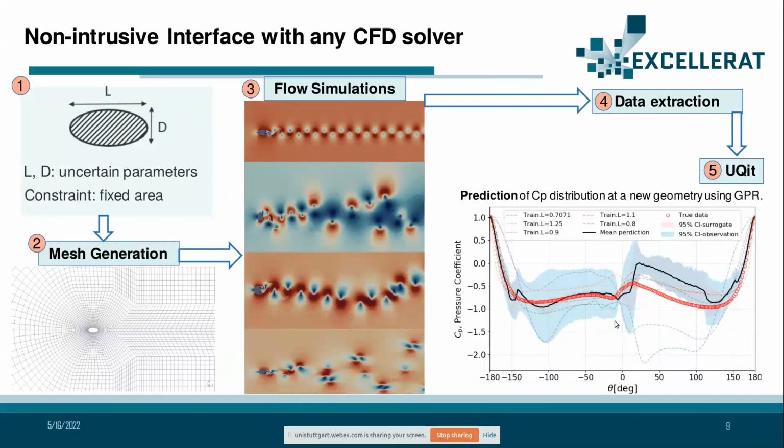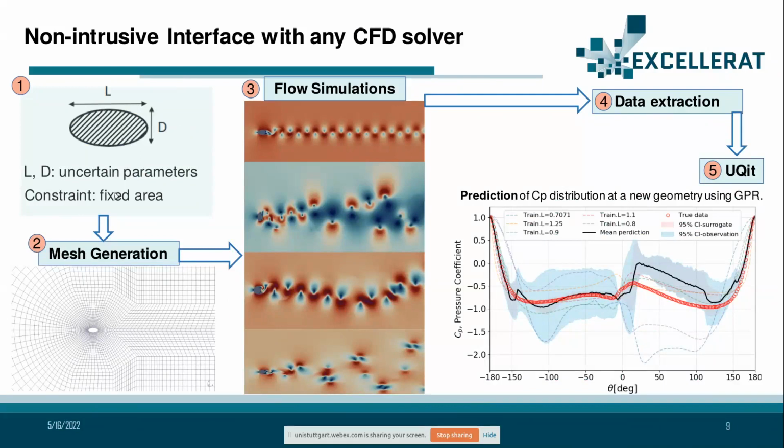So, a simple example about the non-intrusive interface with any CFD solver. Imagine that we have this ellipse and we have two parameters, L and D, which are controlling the size of this ellipse. And we would like to understand how the variation of these two parameters is going to affect the outcome of the simulations.